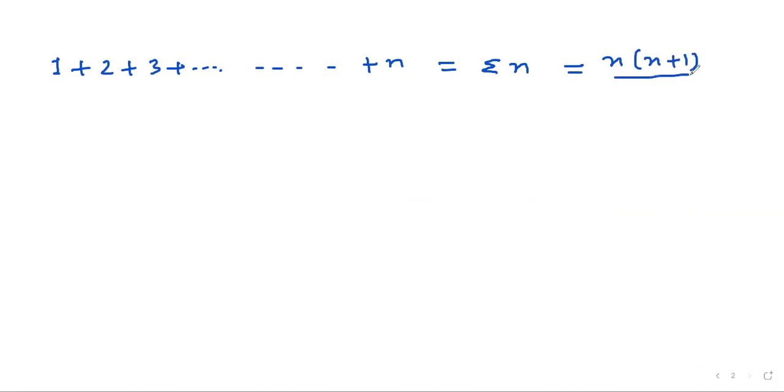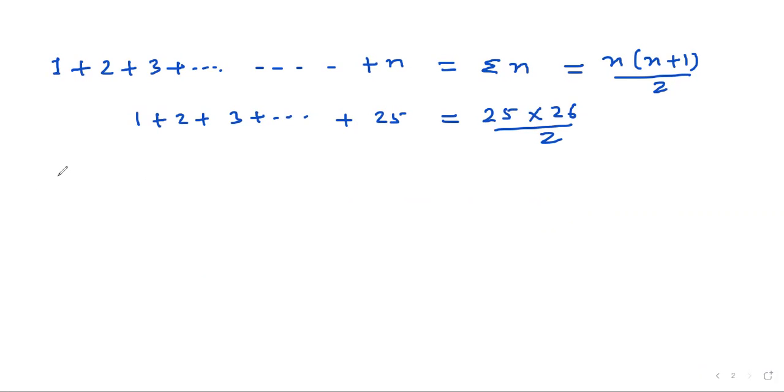Now, suppose we are given 1 plus 2 plus 3 plus ... till n, and we have to find out the sum. So we write it as the sum of natural numbers. It will be given by n times n plus 1 divided by 2. For example, suppose we are given 1 plus 2 plus 3 plus ... plus 25. So its sum will be 25 into 26 divided by 2.